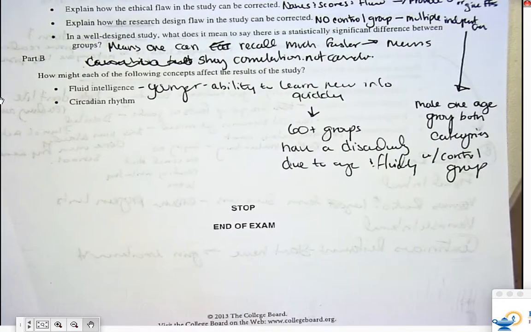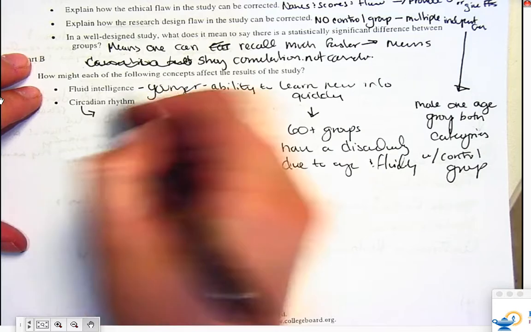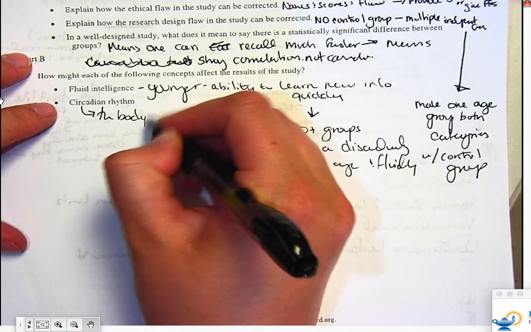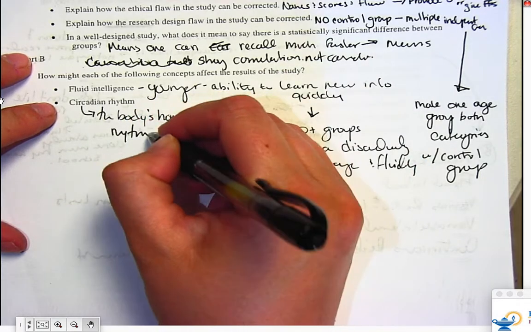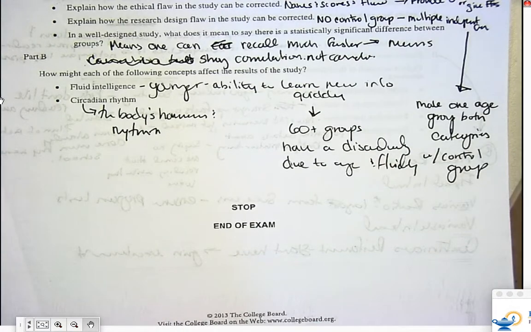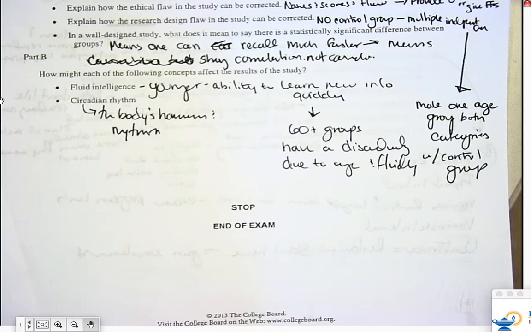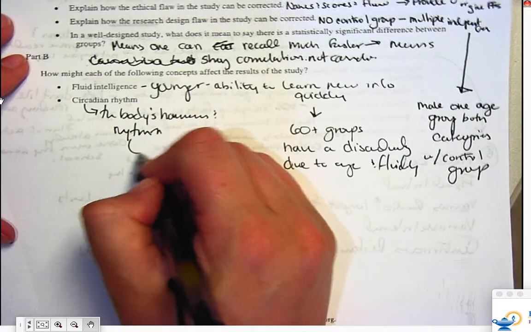All right, circadian rhythm. What do we got? What is circadian rhythm, Nick? Is that like the body rhythm of sleep? It deals with a lot. The body's hormones and rhythm. Okay, so how would that affect a test? What do you got, Chris? Maybe both groups have to look at that 7, but maybe one group is not used to waking up at 7. So what group do you think is not used to waking up at 7? The younger group, you don't think? Older group. 60 plus?